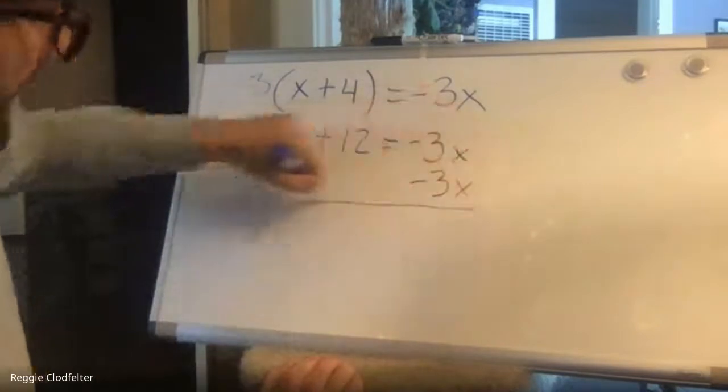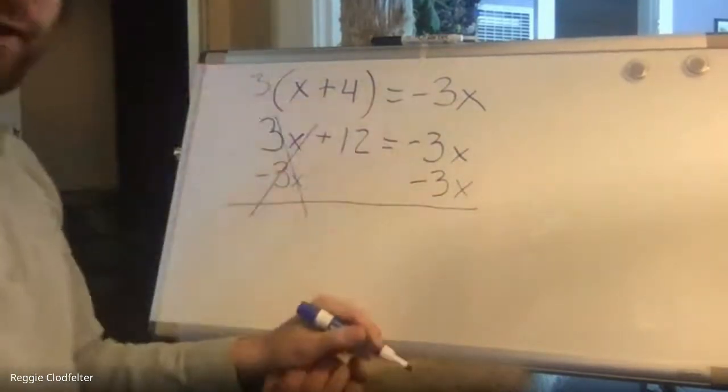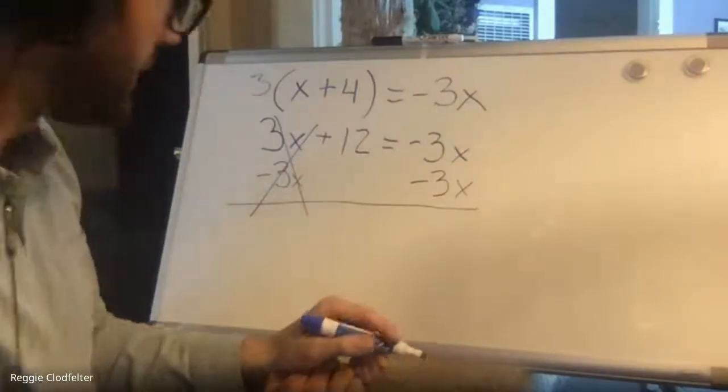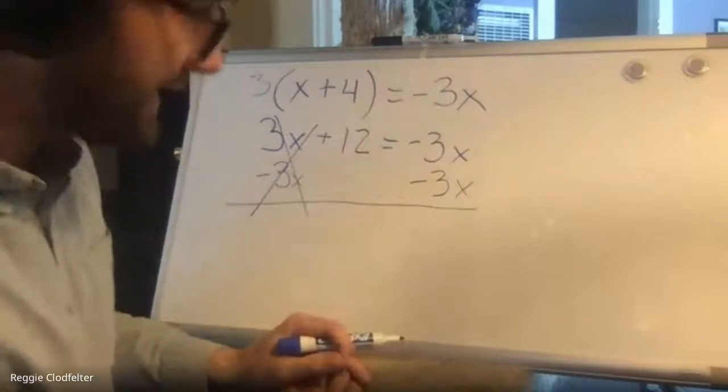Now my 3x minus 3x just cancels out because 3x minus 3x is 0. My negative 3x minus 3x does not cancel out because negative 3 minus 3 is not 0.